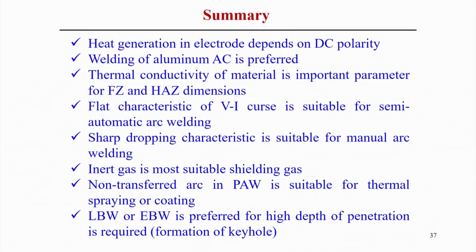So, in summary of all these welding processes, we can see a few points that are the most important points from the overall idea of all the different types of welding processes and their basic structure. First is that heat generation in the electrode actually depends on the polarity. So, the amount of heat generated on the workpiece or on the electrode depends on whether we are using direct current electrode positive or direct current electrode negative.